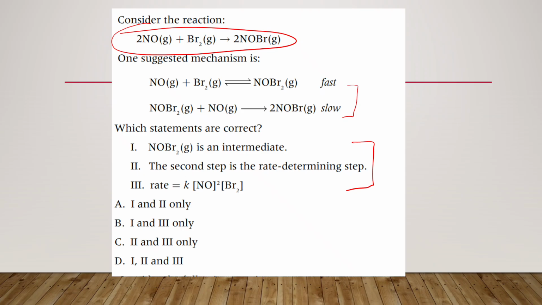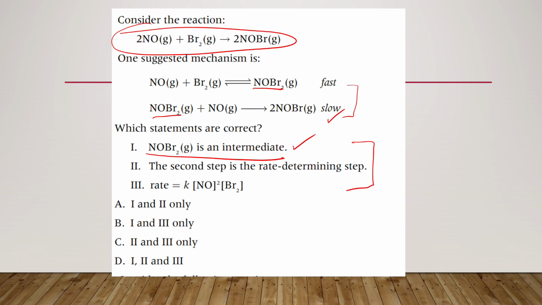All right, so we know that the first statement is correct. That's because NOBr2 is indeed an intermediate because it appears in the mechanism, but it's not either a reactant or product. So it is an intermediate. That's correct. The second statement is that the second step is the rate determining step, which is also correct. That's because the second step is the slower of the two steps.